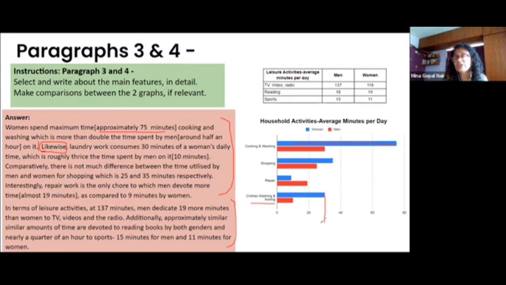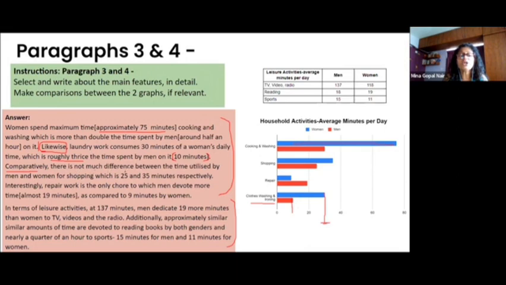Laundry work consumes, this looks like almost half, so I have used the number 30. So laundry work consumes 30 minutes of a woman's daily time, which is roughly thrice the time spent by men on it. If you can see, men spend around 10 minutes. So I've used the word roughly, which is roughly thrice the time spent by men on it, and I've put 10 into brackets. Clear?